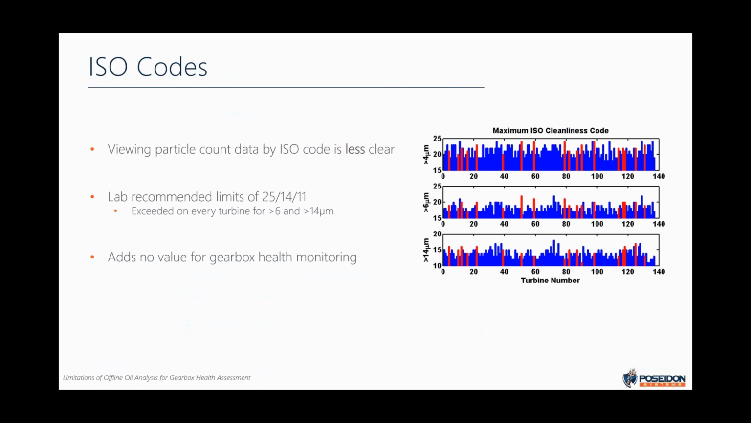As you can see on the chart to the right there, not one turbine passed the greater than 4 micron limit of 25. That's the top section of that chart. While the bottom two, every single turbine exceeded the limits for the two larger bin sizes. So it either doesn't meet the threshold at all, or it meets it for every turbine we tested. So this clearly adds no value in determining whether or not it's healthy or faulty.